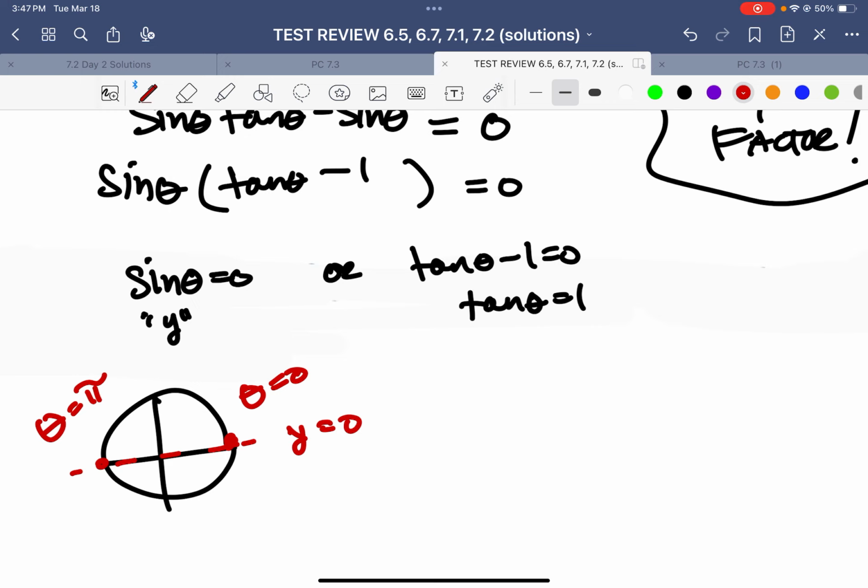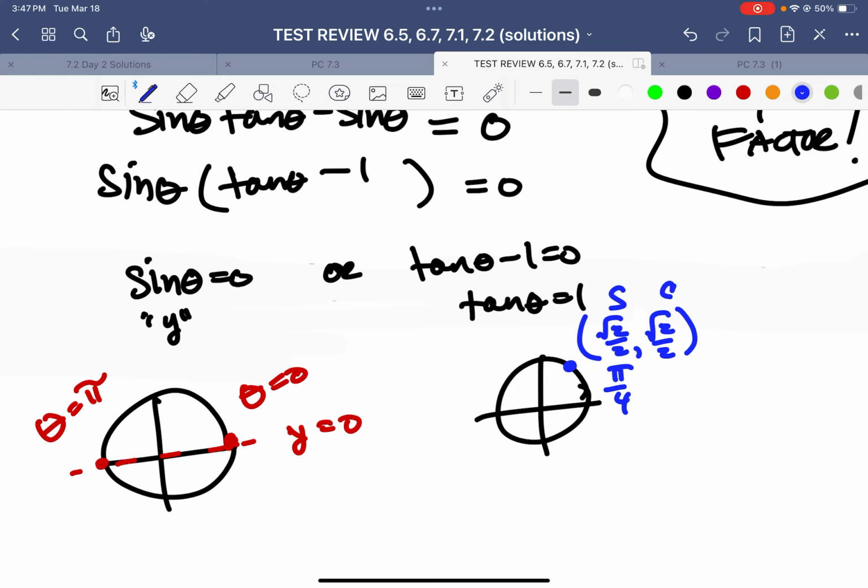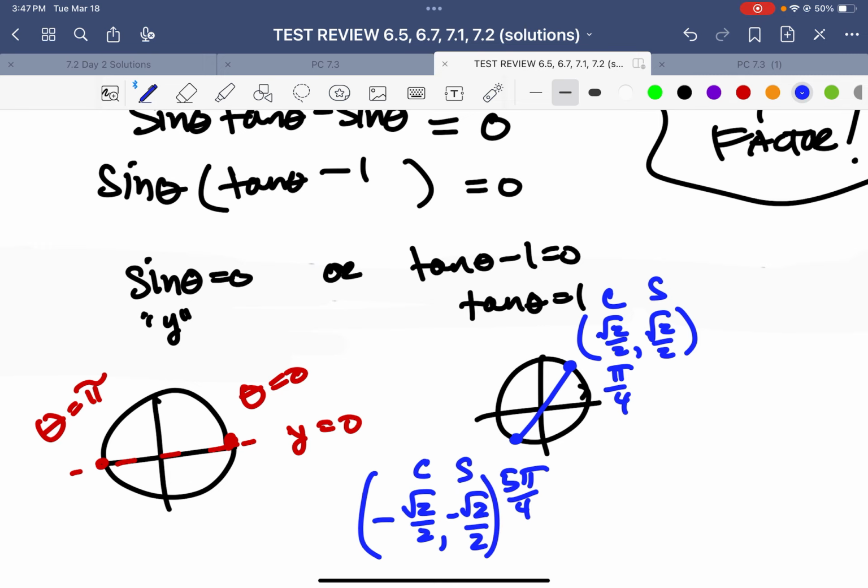And then over here for tangent of theta equals 1, we know that that's going to be over here at pi over 4, because you've got the square root of 2 over 2 and the square root of 2 over 2 for the cosine and sine, the x, y. So sine over cosine is going to be 1. Down here at 5 pi over 4, you've also got a cosine and a sine that when you take the sine and divide it by the cosine, you also get a +1.